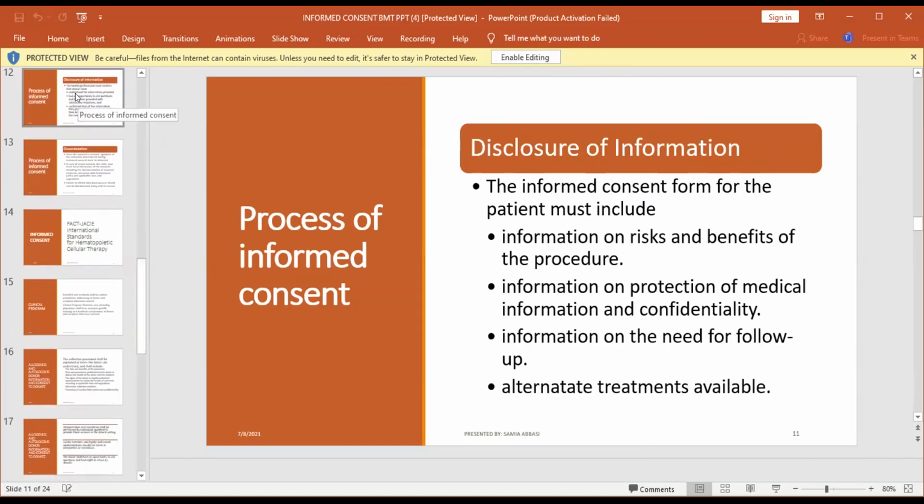The second point of the process of informed consent is disclosure of information. After this, as per the basic rule of informed consent, we have to disclose complete information about the treatment.